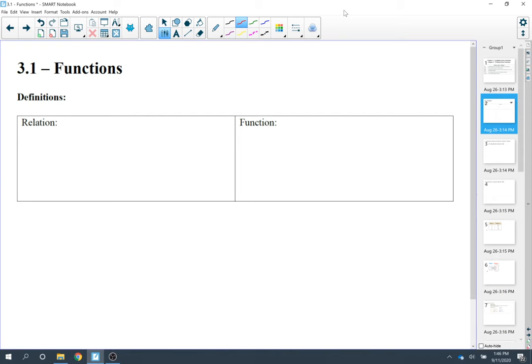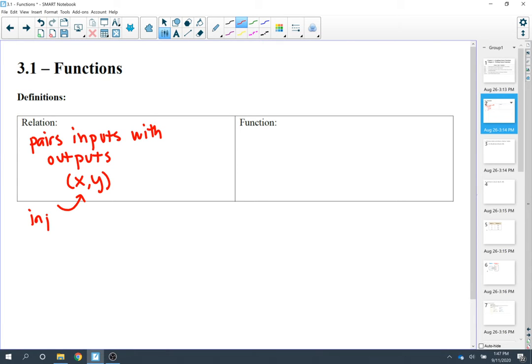3.1 functions, a couple definitions, starting out with a relation. A relation is something that pairs inputs with outputs. A good example in math of pairing an input with an output is usually an ordered pair, such as x comma y. Your input is going to be your x value, and your output is going to be your y value.